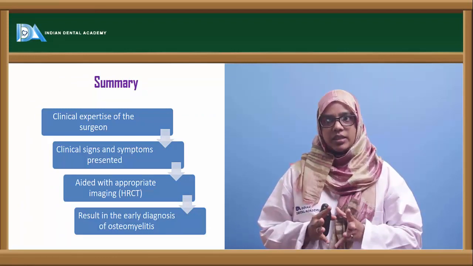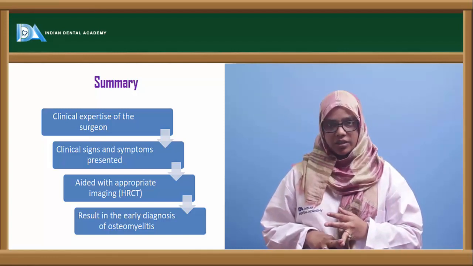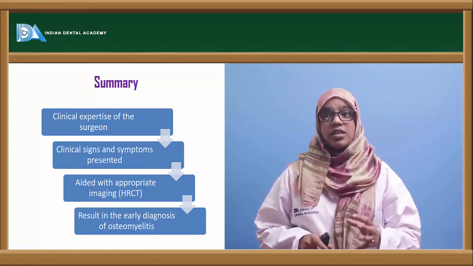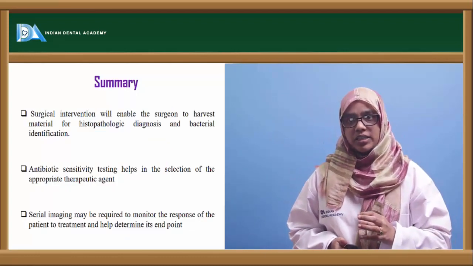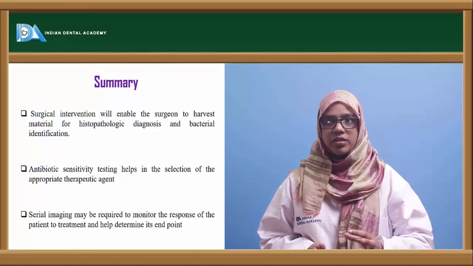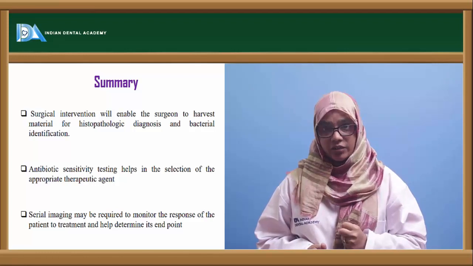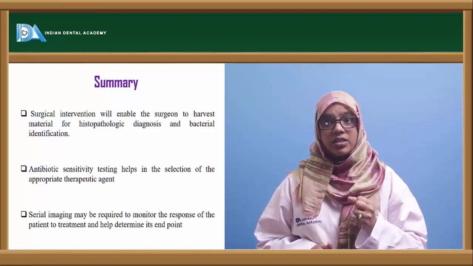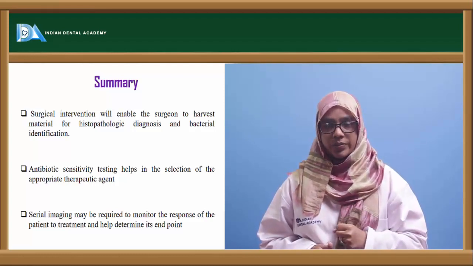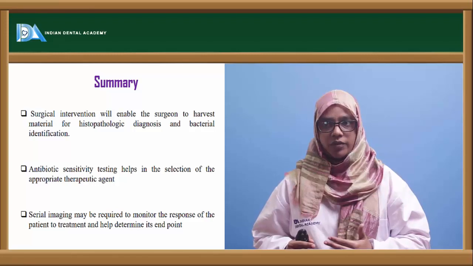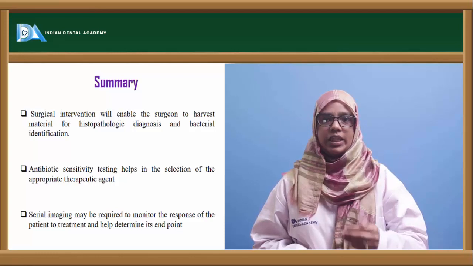Thus, to summarize, the clinical experience of the surgeon, clinical signs and symptoms of the presenting condition aided with the radiograph will result in early diagnosis of osteomyelitis. Now, once you have diagnosed the osteomyelitis, surgical intervention will enable the surgeon to harvest the material for histopathological examination and bacterial identification. Once we have done this, we can start a specific antibiotic for that specific microorganism, and then take a series of radiographs to monitor the response of the patient to treatment and to help determine the end point of the treatment.